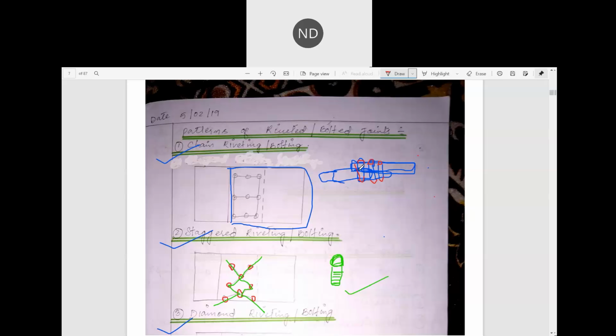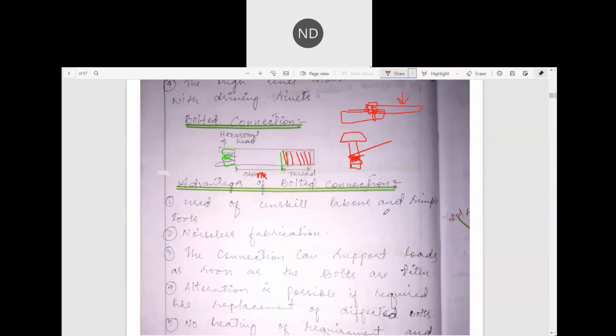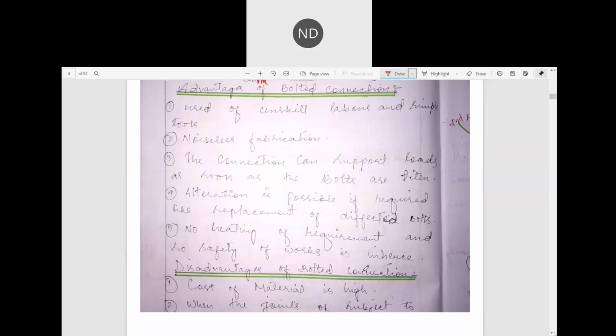So when your connection is not done properly, suppose it went in a diagonal way, it was not straight, then in riveting you had to open these things, you had to break this head, then again remove the rivets. But in case of bolting, if the connection was not proper, you can easily open it and then easily tighten it again. Its replacement is very easy in the case of your bolted connection.